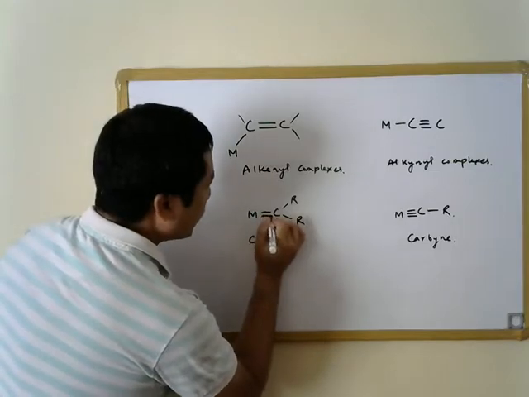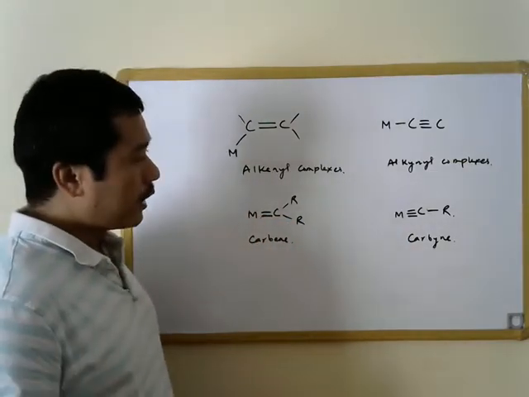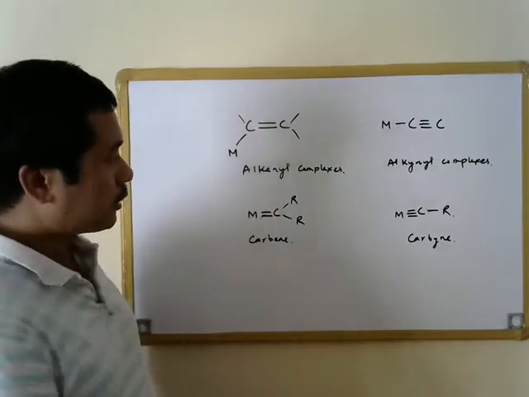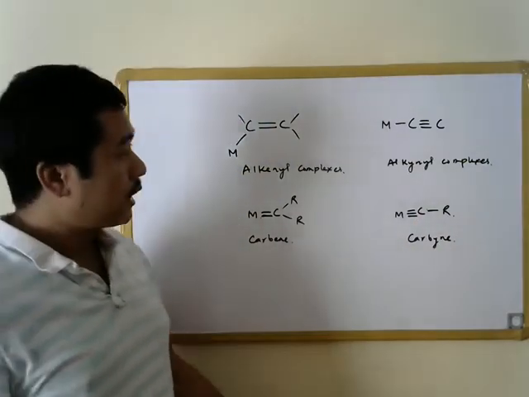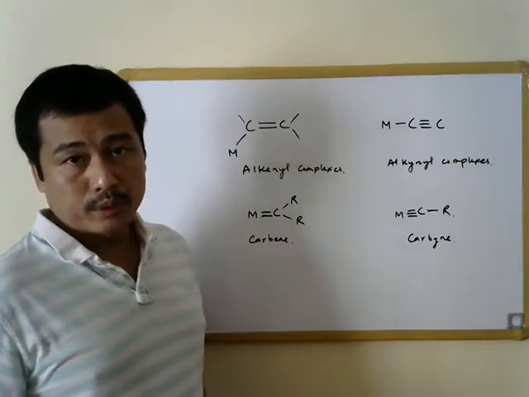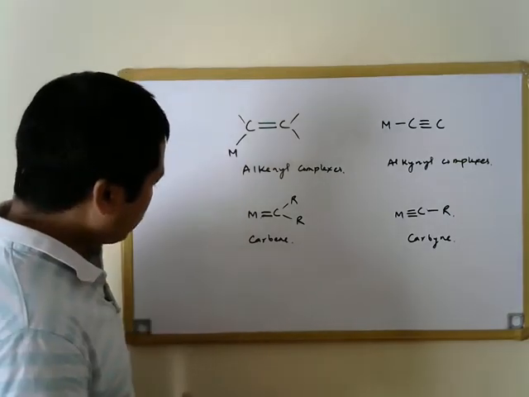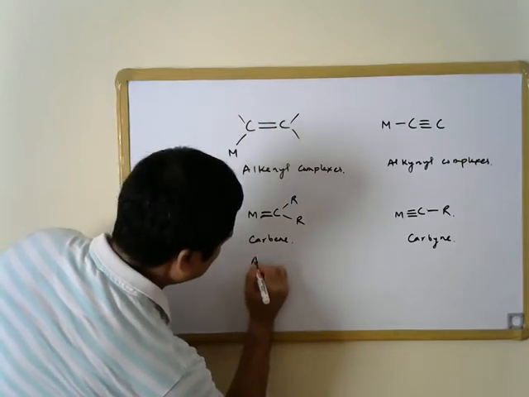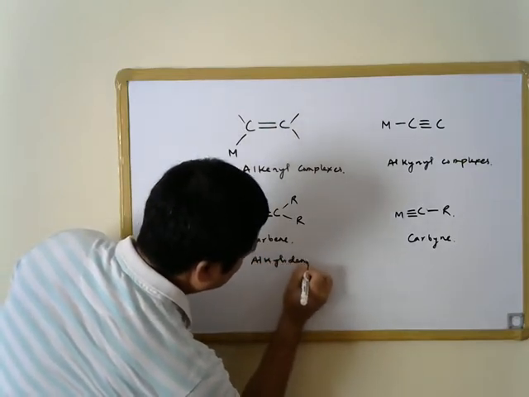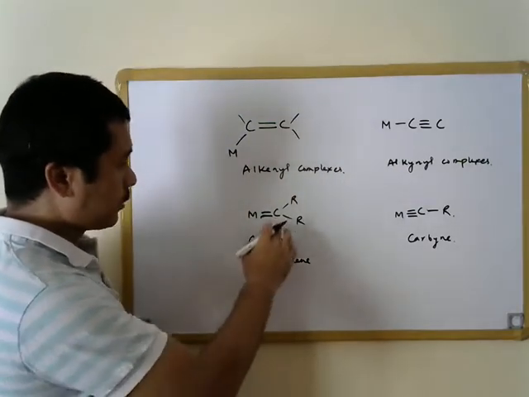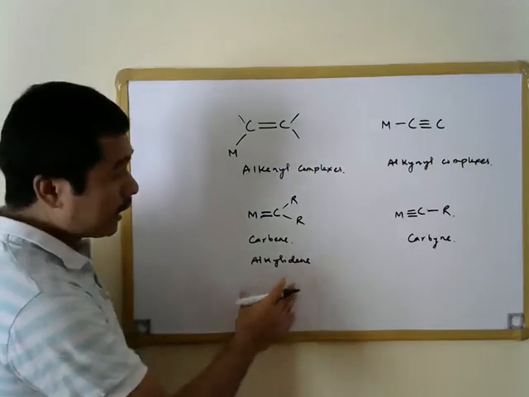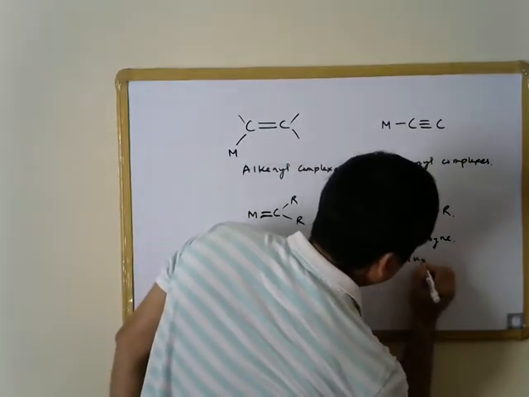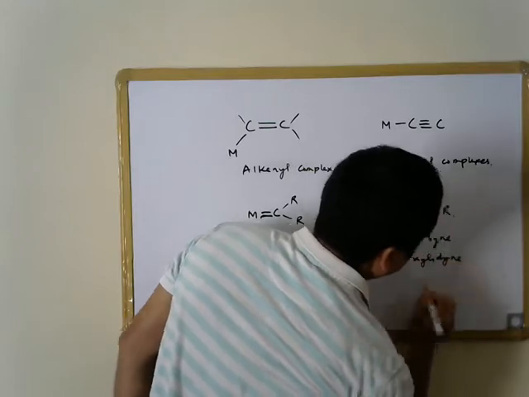So in both of these cases, in case of carbene complexes as well as in case of carbyne complexes, what we see is that there is formation of a formal double bond in case of the carbene complexes, while in case of the carbyne complexes, we see that a metal to carbon formal triple bond is formed. So these complexes are also named as alkylidene complexes. The carbene complexes are also known as alkylidene complexes, while the carbyne complexes are known as alkylidyne complexes.